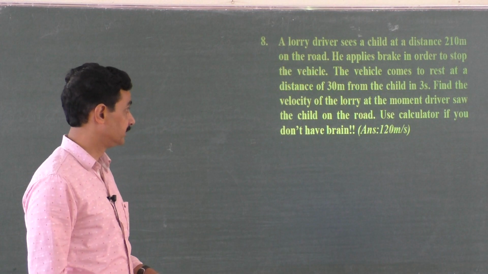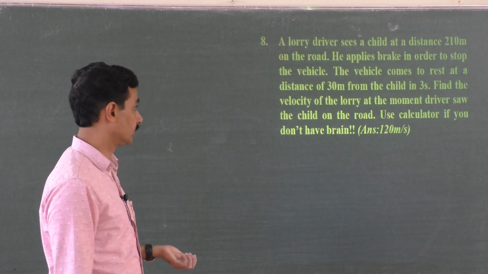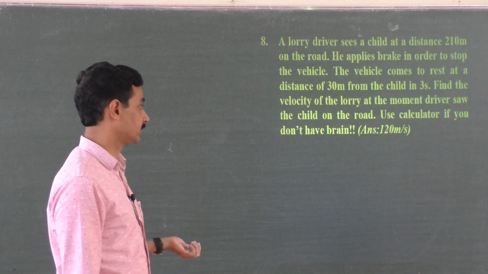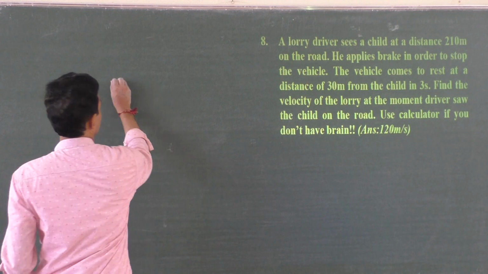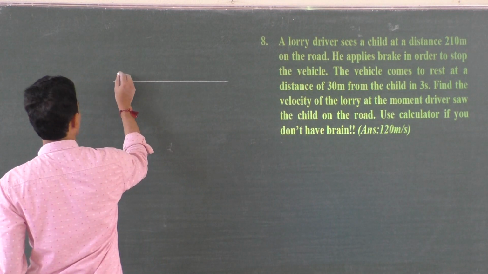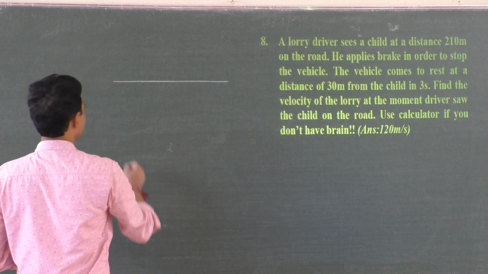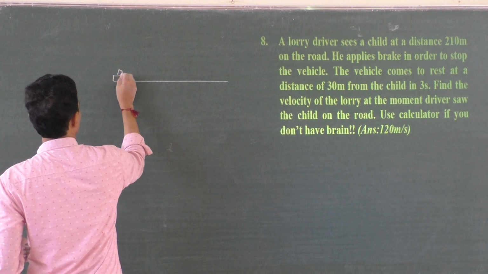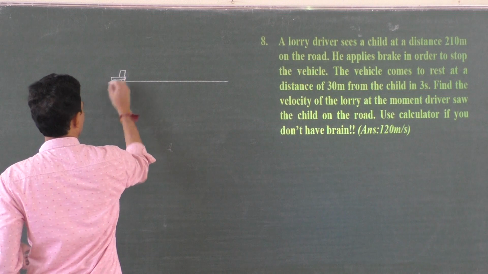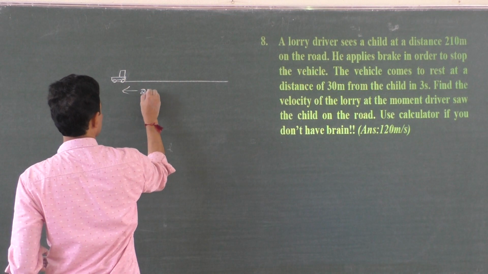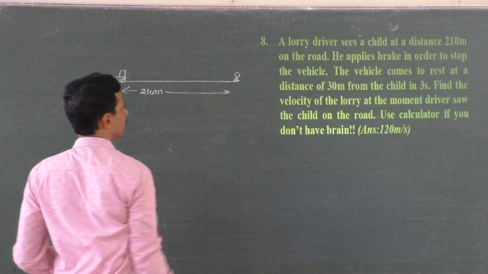If you are a driver, you see a child at a distance of 210 meters. Now what do you have to do on the road? He applies a brake in order to stop the vehicle. The vehicle comes to rest at a distance of 30 meters from the child. You will have a diagram. So here is a lorry. I can't draw my cheapest car, so I have to go for the lorry. This is a lorry, and that is 210 meters from the child. The child is at this point.